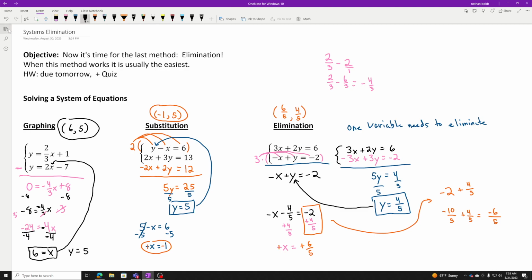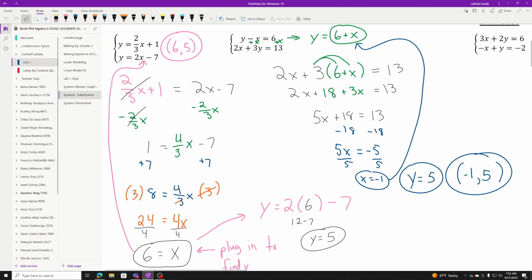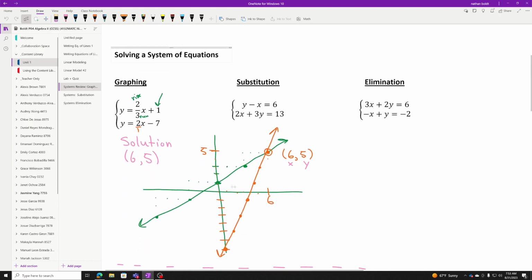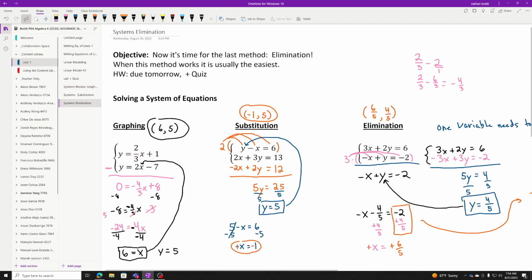And so if we look, that's what we got last time, right? I think I remember that number. Yeah, there it is. 6 and 5. 6, 5. Right here. That is what we got with a substitution. And it's what we got with graphing too, right? Yeah, 6, 5. So we got 3 good methods here. All of them work. Elimination, you can make it work for many different types of scenarios and different types of problems. So I want you to practice this elimination strategy.